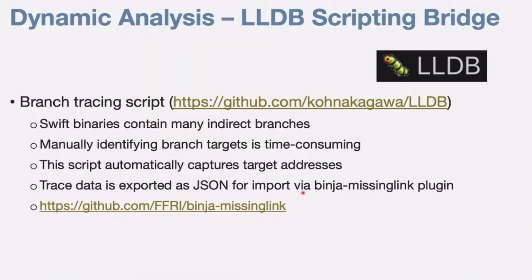I also developed a dynamic analysis tool to help in Swift reversing. Swift binaries contain lots of indirect branches, such as calls through vtables or PWTs, and resolving the branch targets manually using LLDB can be tedious. My LLDB script captures these branch targets and exports them as a JSON file. The exported data can be imported via my Binja plugin.